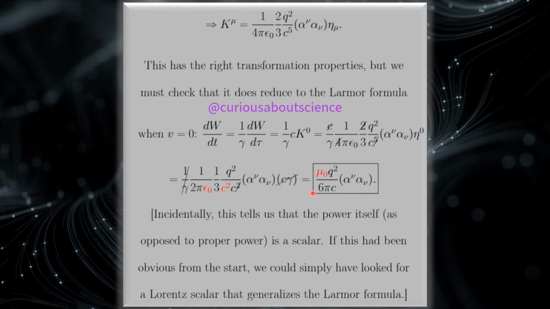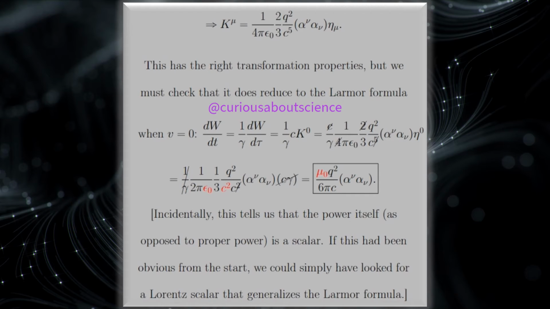This c squared goes to a mu naught squared epsilon naught squared, so the epsilon naughts cancel. We're left with mu naught q squared over 6 pi c, times alpha nu alpha nu. Alright, cool. We like that. Easy enough to deal with. Okay, so we are here where we need to be, but now we actually have to do some more work.